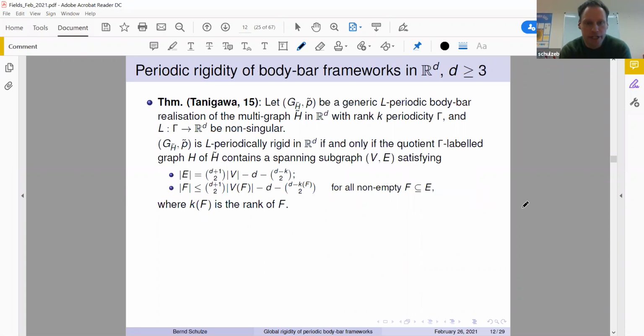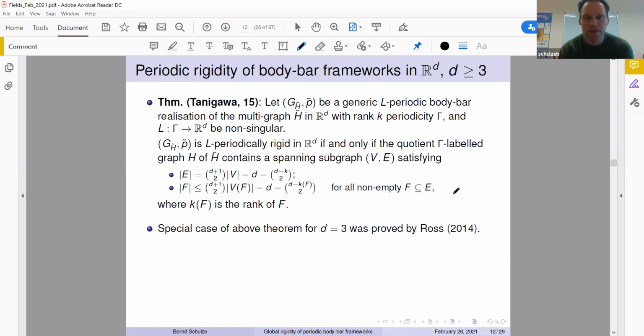Okay, and here's the result of Kaszanitzy. Kaszanitzy proved that if you have a generic periodic body bar framework, then it is rigid, so locally rigid in R^d, if and only if the corresponding quotient graph has a spanning subgraph that satisfies these counts. And again, these are the natural counts here, really. Notice that if d is equal to k, then this disappears and you get the d+1 choose 2 times d minus d count, which you would expect. And of course, similarly for the subgraph counts. I should mention here that the special case of this theorem for d equals 3 was actually proved by Elissa, but then it was Kaszanitzy who was able to extend this to all dimensions. So this is a nice result in higher dimensions for periodic local rigidity.